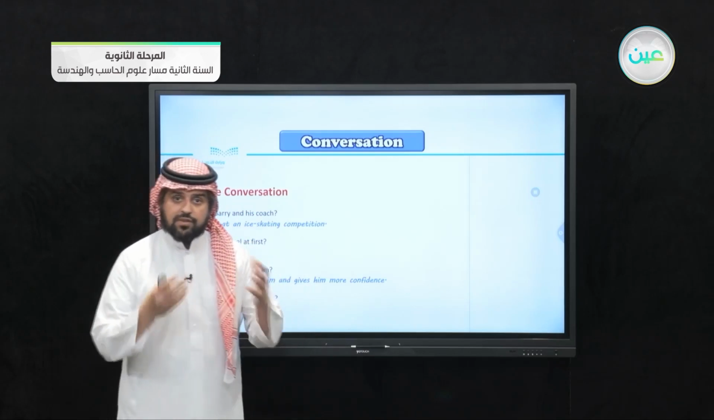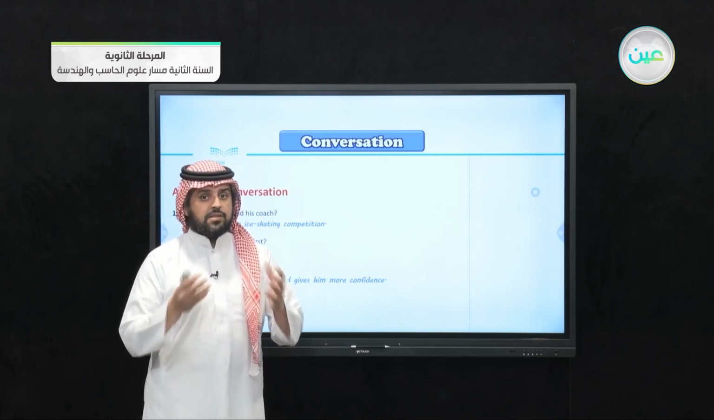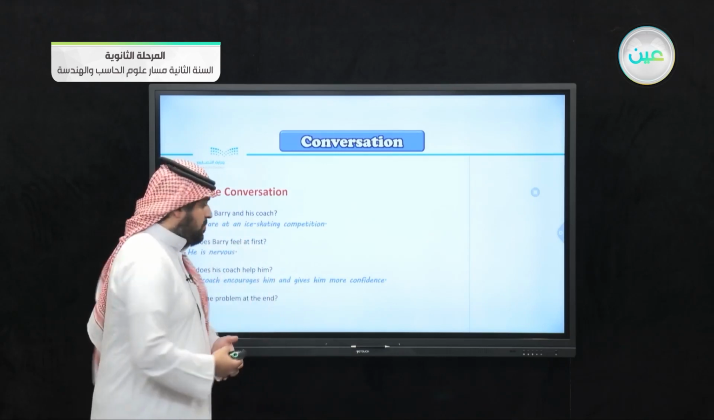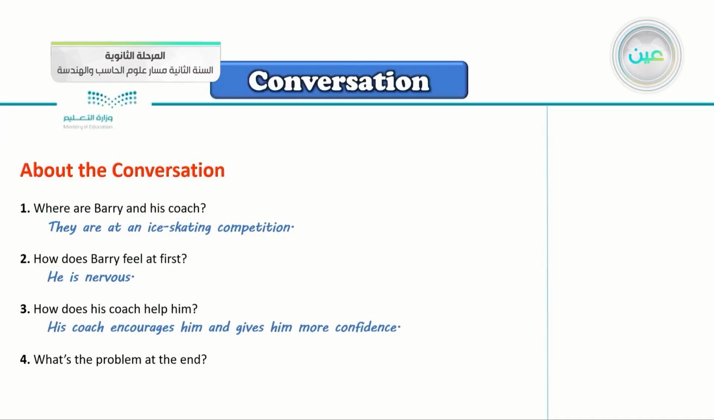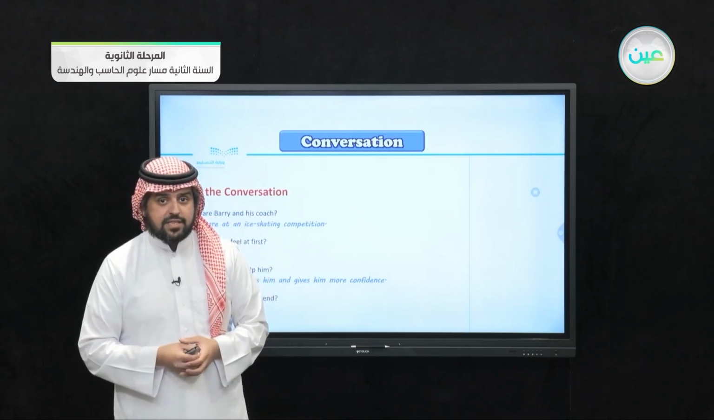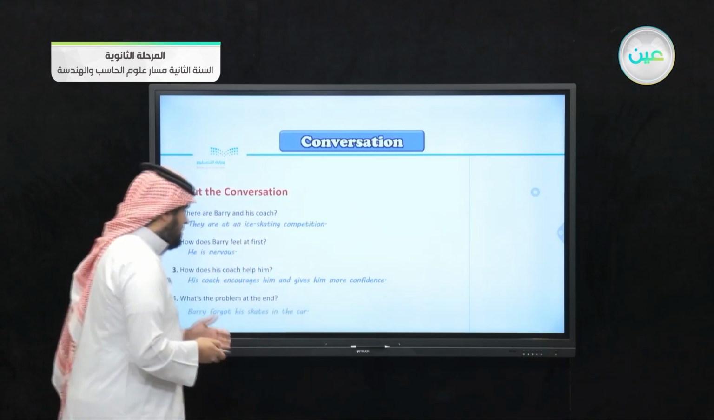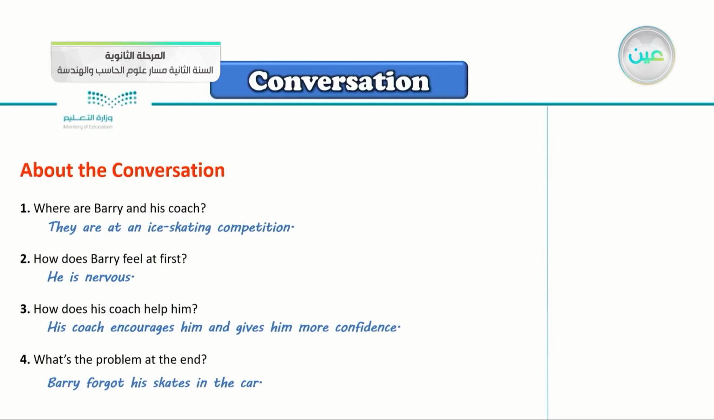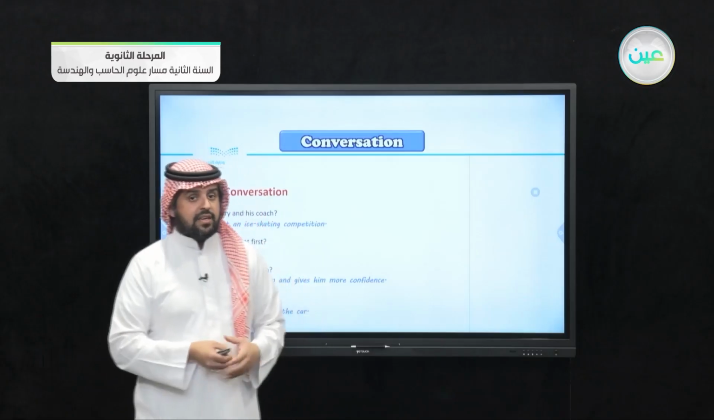He said, I have confidence in you. You have guts. You have what it takes to win the competition. What's the problem at the end? If you see the end of the conversation, there was a slight problem. What was it? Of course, Barry was nervous and Barry forgot his skates in the car. Because he was nervous, he forgot his skates in the car.